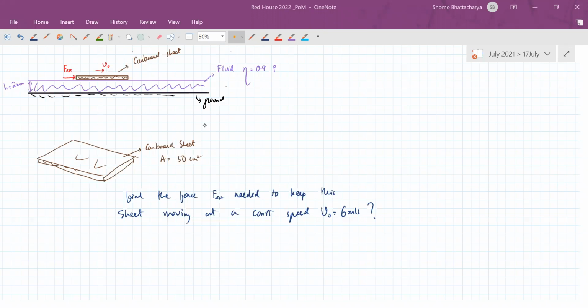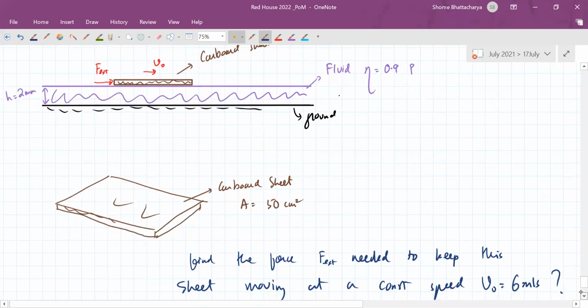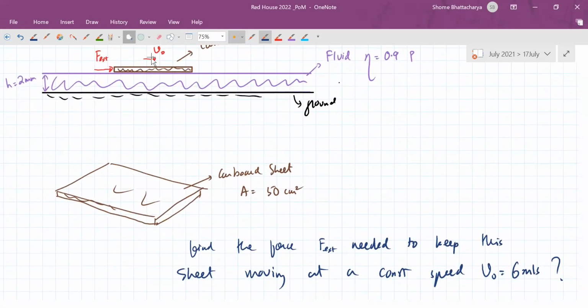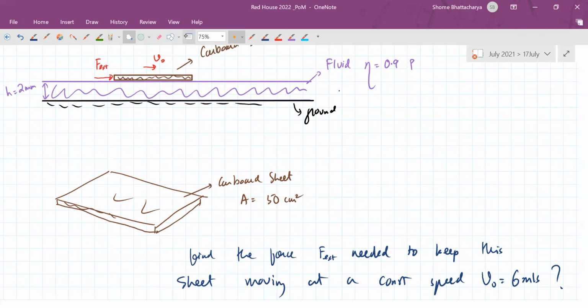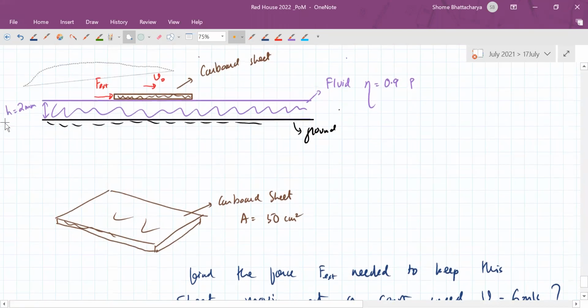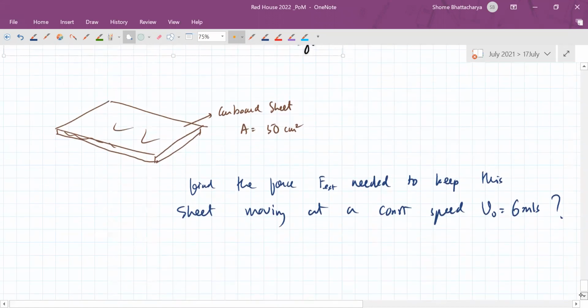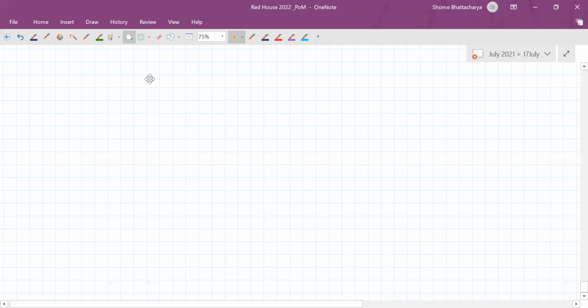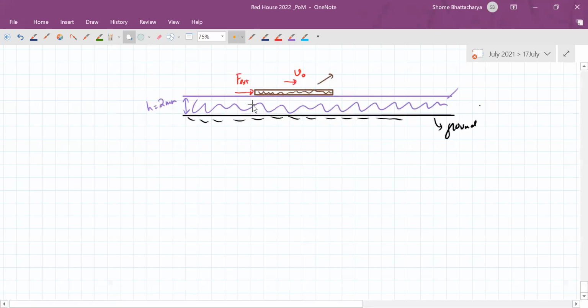I'll just verify the calculations that you are sending me. Basically, we have to assume the simplest possible situation: laminar flow with a uniform gradient. The layer of oil in contact with the ground below is almost at rest. So the layer on top is almost moving with the cardboard sheet, at V0, and the layer in contact with the ground is just about at rest. So we have this kind of velocity gradient.